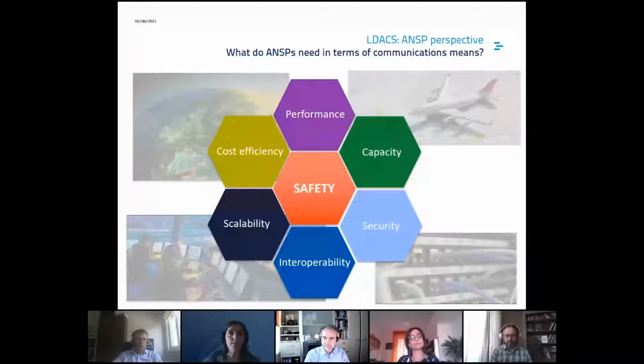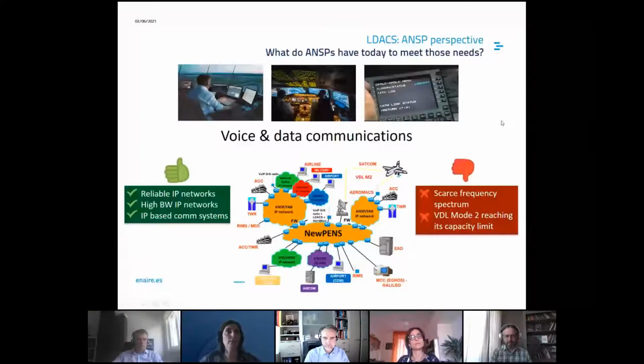Okay, so what do we have today? From the point of view of communications, we are providing voice and data communications. On the ground side, our legacy technologies have already been migrated to IP, and with our IP-based communication systems we take benefit of the advantages that IP networks can provide us, for example, reliability.